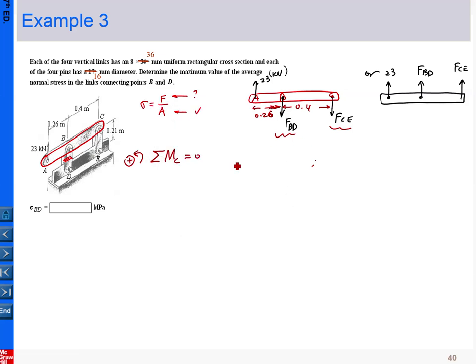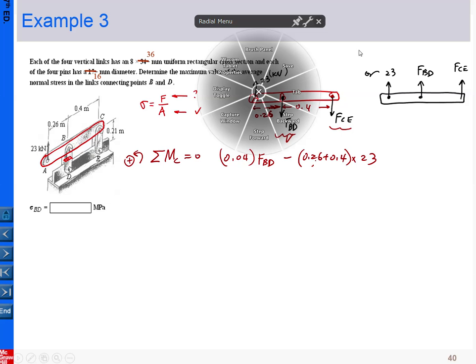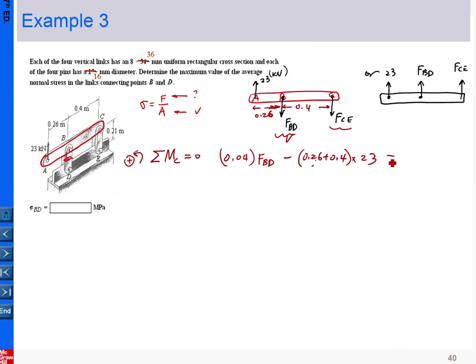So the calculation will be 0.04 times FBD. That is the moment from this force, minus (0.26 plus 0.4) multiplied by 23, which is the contribution of this force to the moment. This equals 0. From here you should be able to determine FBD equals 32.5, in units of kilonewtons, because this one is in kilonewtons.